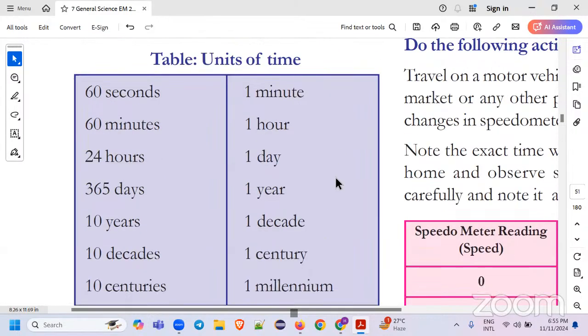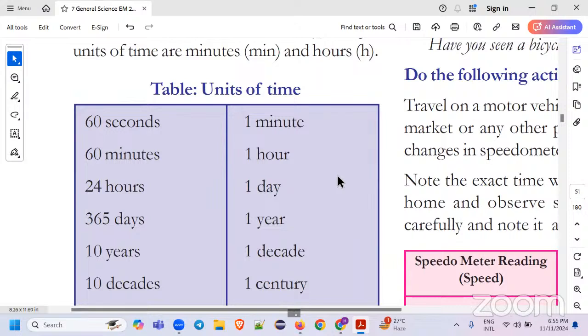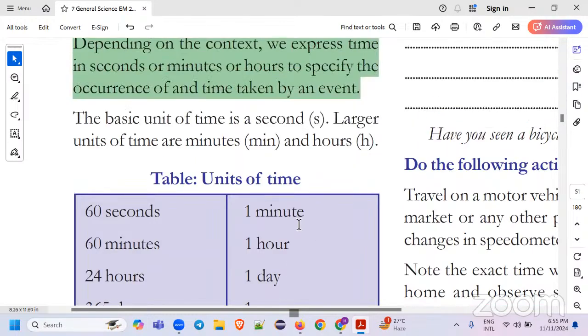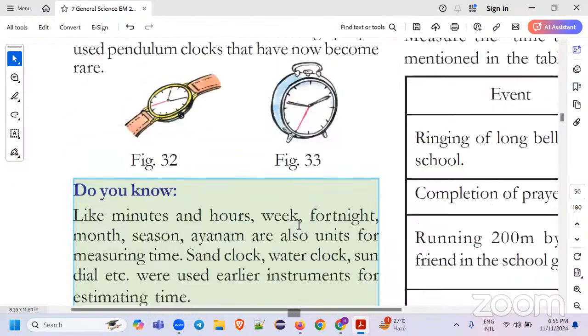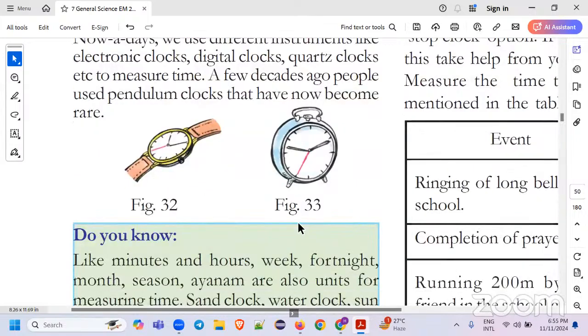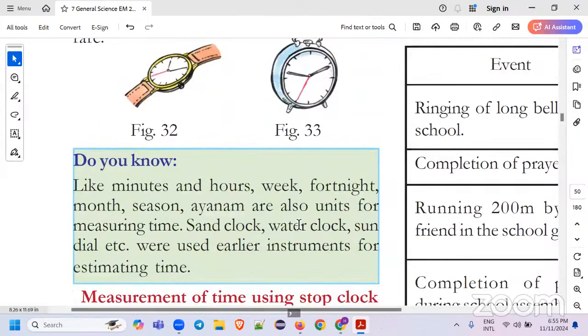Which is a good device to measure time? We are using so many devices to measure time. Which device helps us to measure time? Though there are so many devices as on today, so many clocks we have to estimate time. We are estimating time. Minutes and hours, week, fortnight, month, season, annum are also units for measuring time.